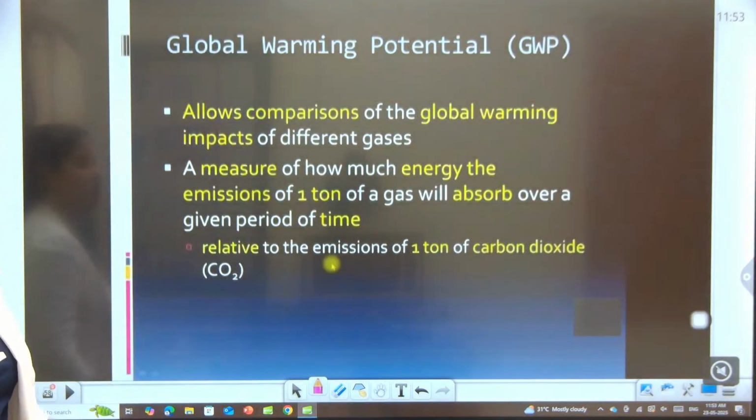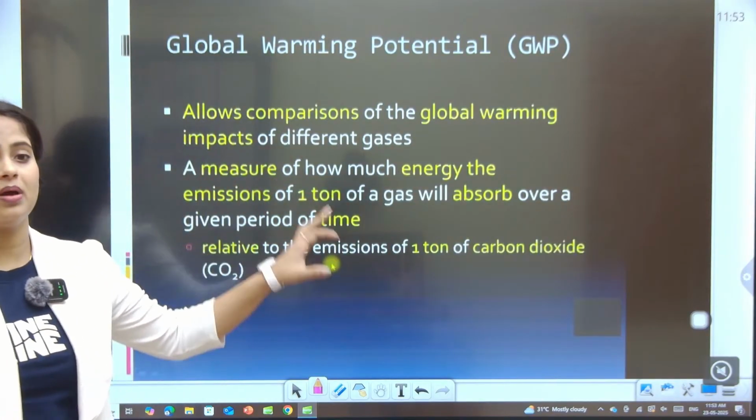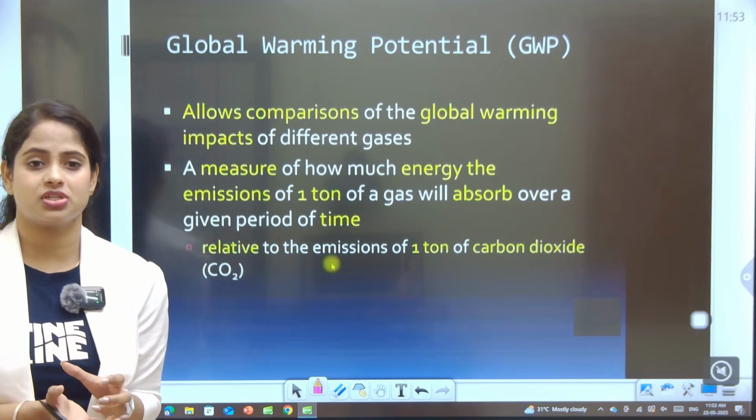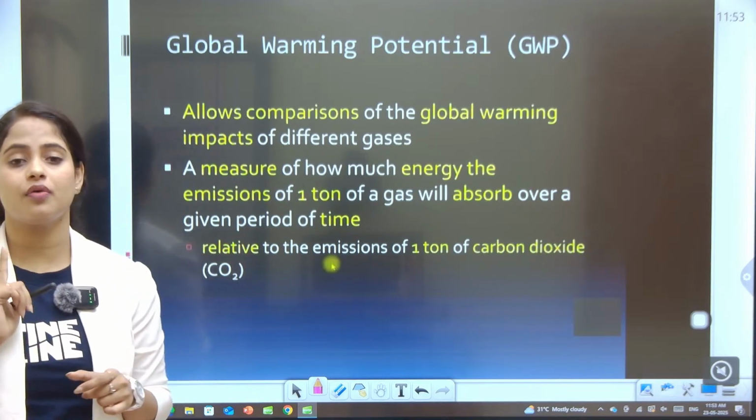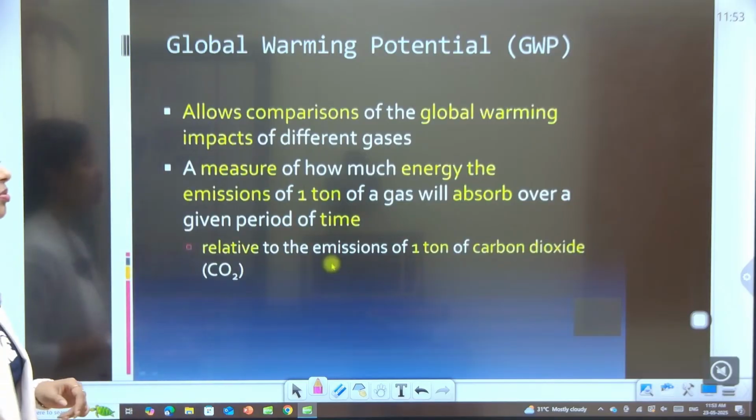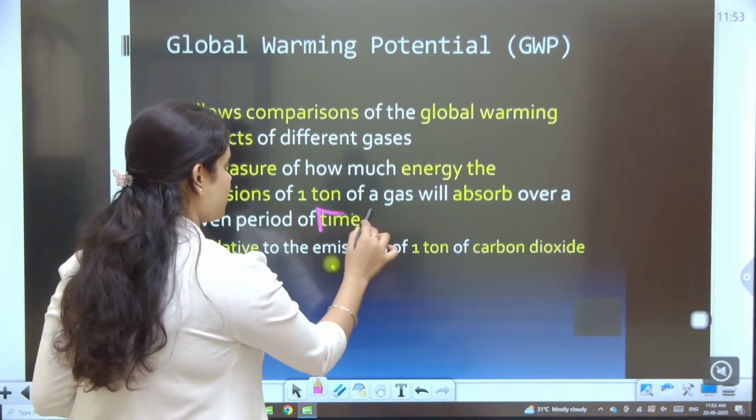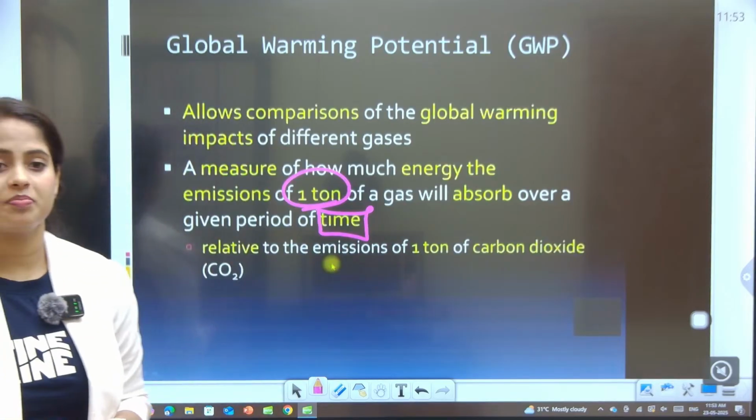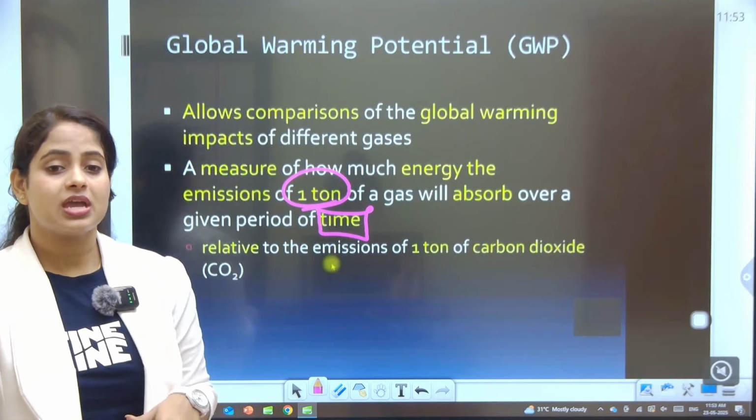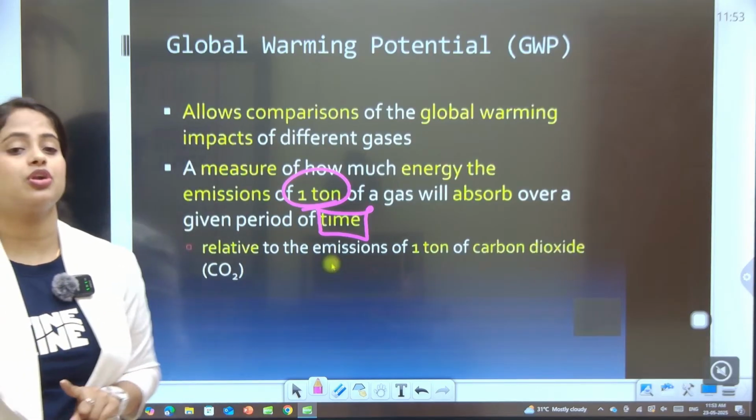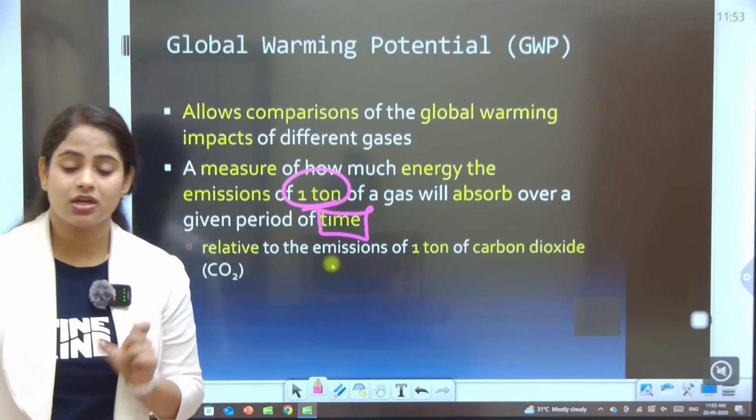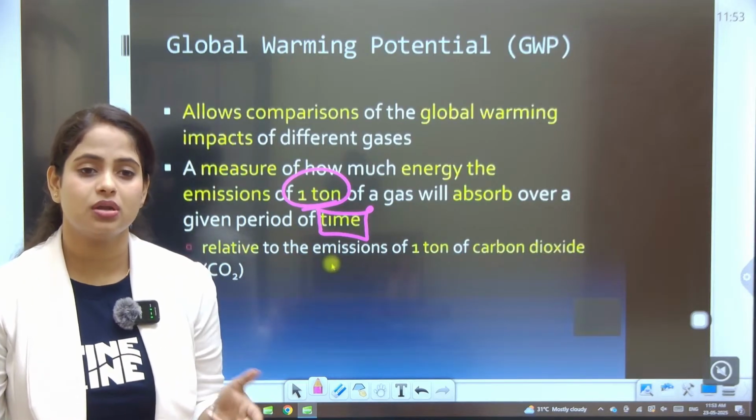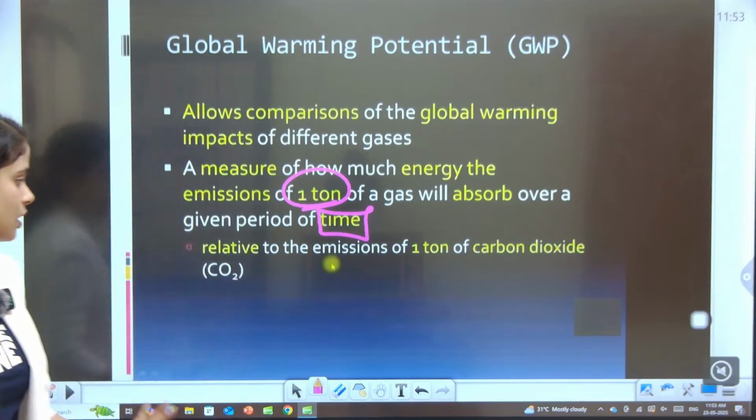Next, the global warming potential. That is always a comparison of the global warming impacts of different gases, a measure of how much energy the emissions of 1 ton of a gas will absorb over a given period of time. The GWP is relative to the emissions of 1 ton of carbon dioxide over a certain time period, for example 1 year, 6 months, or 2 years. That is what we say.